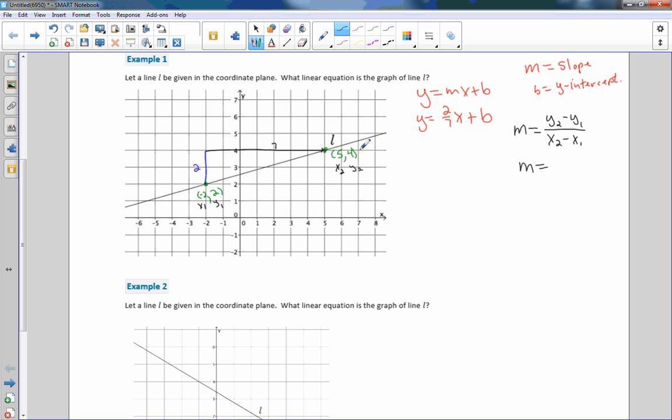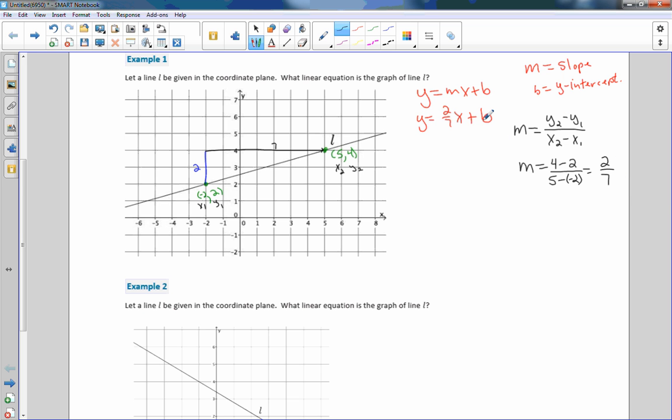So what's y2? y2 is 4. Minus, what is y1? Well, y1 is right here, it's 2, over x2, which is 5, minus x1, which is -2. Be careful with a minus and negative. So 4 minus 2 is 2, and 5 minus a -2 is 5 plus 2, which equals 7. And as you can see, we got that from the graph just going up 2 over 7. So these are the two ways you can find the slope of a line.